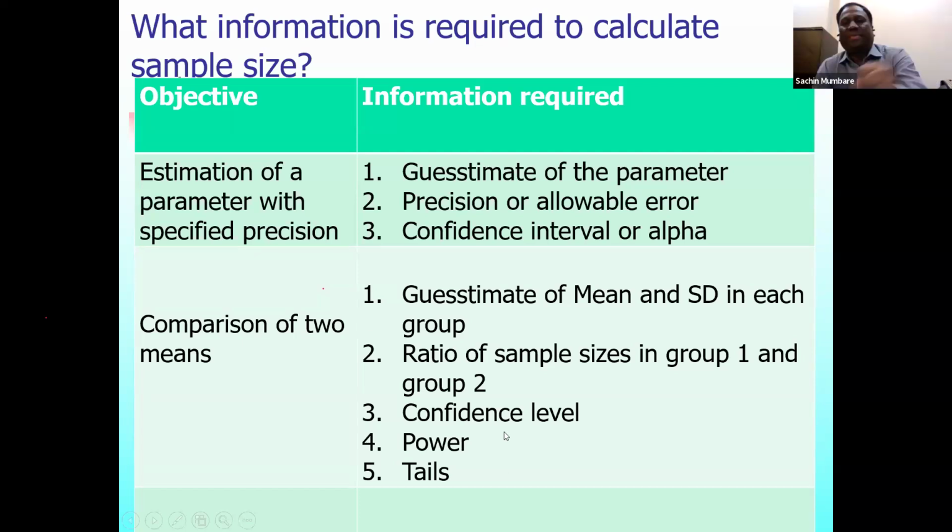Power is the strength of the test to catch the significance, and I'm not going into the details of that. Tails: one-tailed test or two-tailed test. Whenever you want to test whether two means or two proportions are significantly different, it is a two-tailed test. Whenever it is specified that one is significantly more or significantly less, then it is a one-tailed test. So it's very simple to identify. Significantly different, two-tailed. Significantly less or significantly more, one-tailed. Only one-sided, one-tailed test.